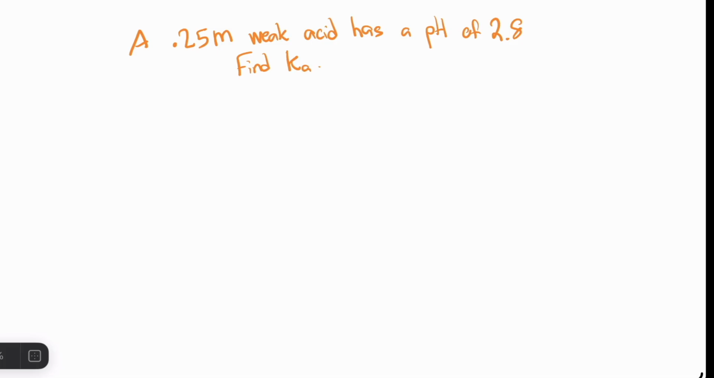Let's look at another example. So here we have a 0.25 molar weak acid with a pH of 2.8, and again we need to find Ka. We can start this off just like we did before. Since we have the pH, we can automatically get the H plus concentration. So our H plus is going to be equal to 10 to the negative 2.8 power, which is just 1.58 times 10 to the negative third molar.